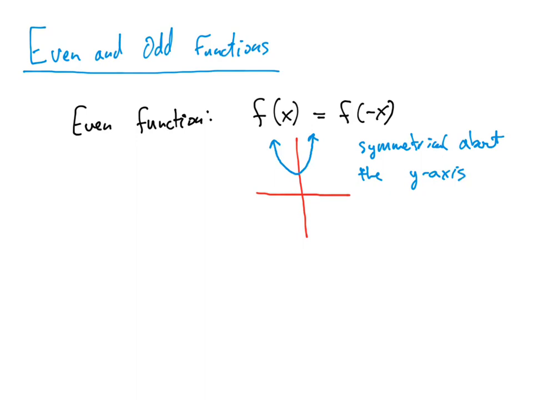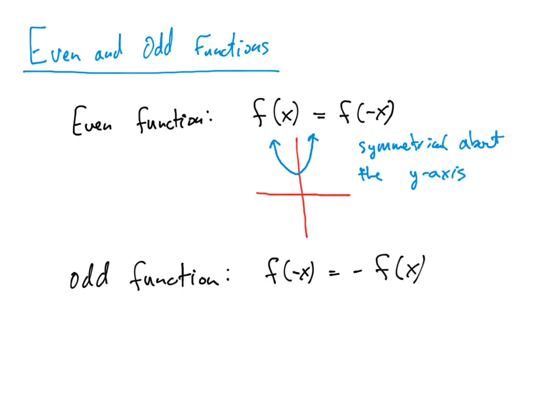All right, on the other side we have an odd function. And we say a function is odd if f of negative x is equal to negative of f of x. And graphically, a function is odd if it's symmetrical about the origin.